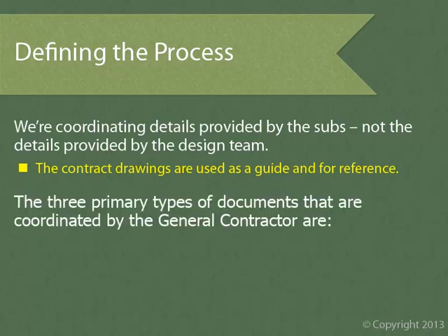There are three primary types of documents that the general contractor is responsible for coordinating. Shop drawings. This is pretty obvious and the bulk of what the coordination effort will involve.